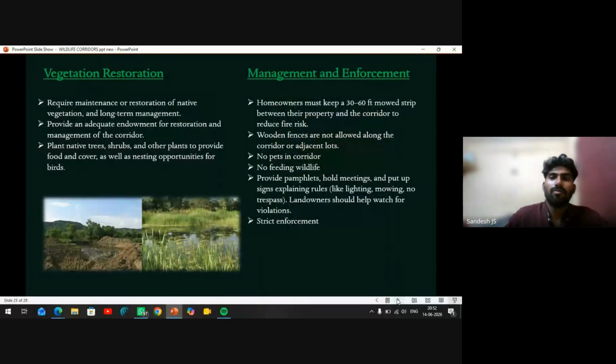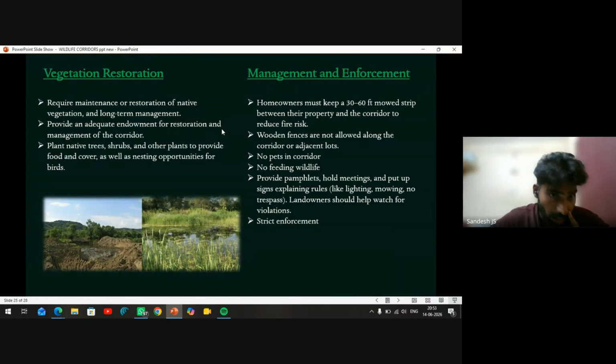Continuous vegetation restoration requires maintenance or restoration of native vegetation and long-term management. Provide an adequate environment for restoration and management of the corridor. So we must restore where the fragmentation happens. Nowadays many restoration programs are going on, like mangrove restoration, forest restoration, etc.